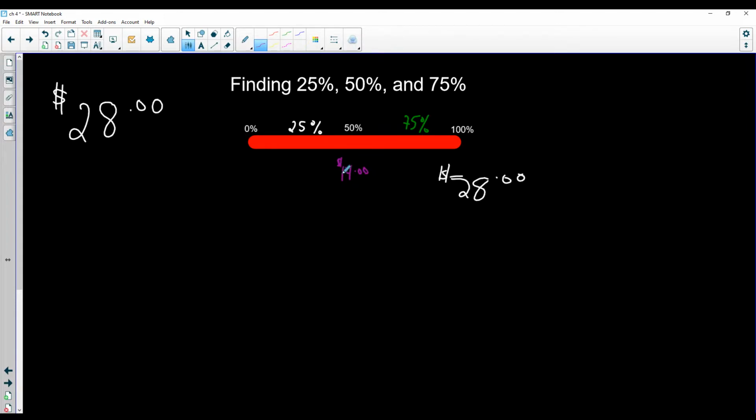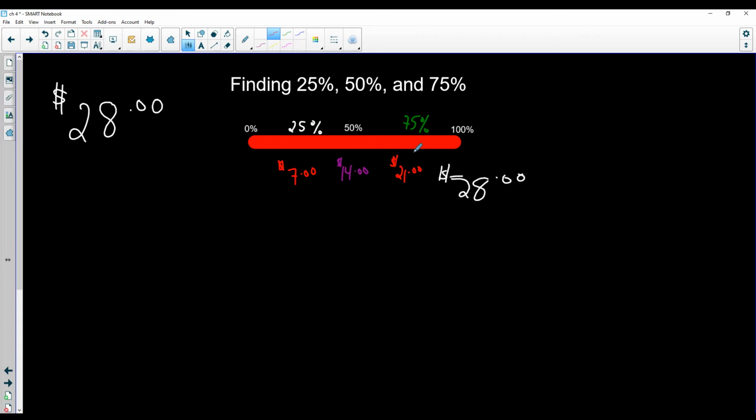And how would we go from 14 to what's 25%? Well, just cut this in half again. So half of 50% is 25%, therefore half of 14 is 7. And if you know both 25 and 50%, you can find 75%. Just add them together. So therefore, 75% of $28 is going to be $21.